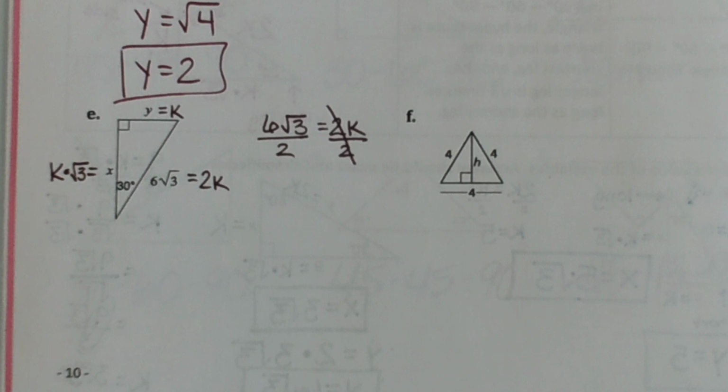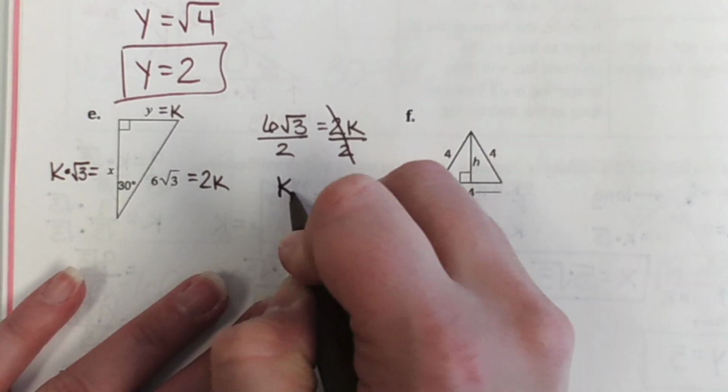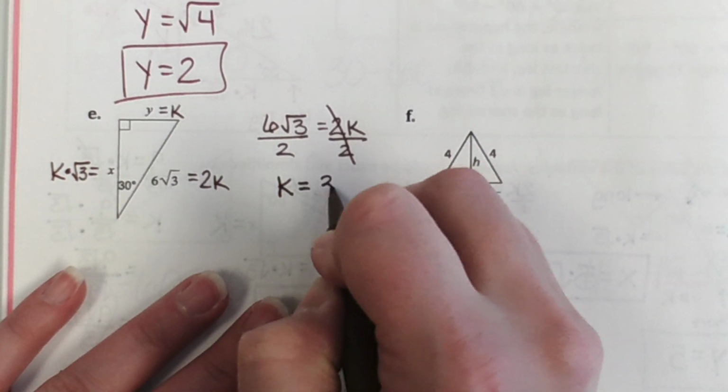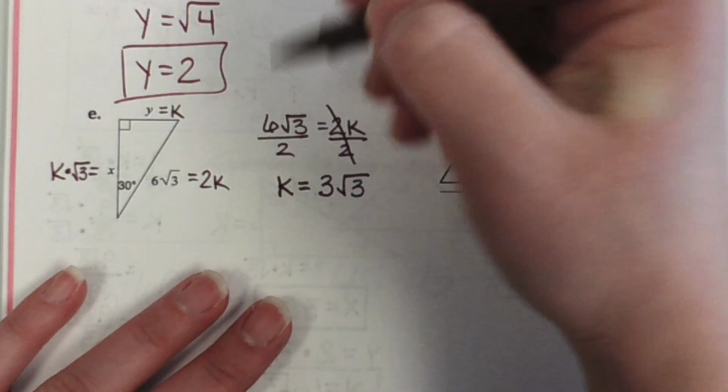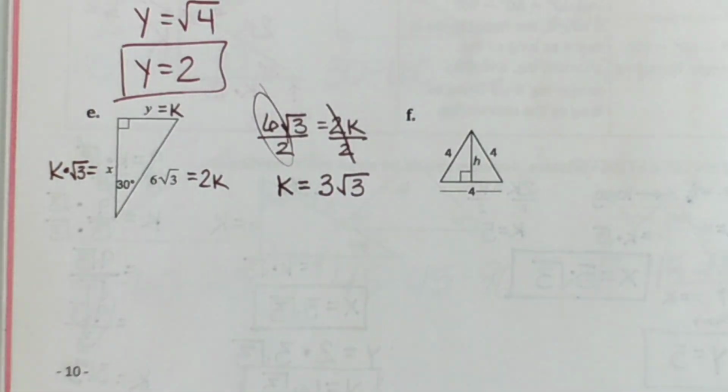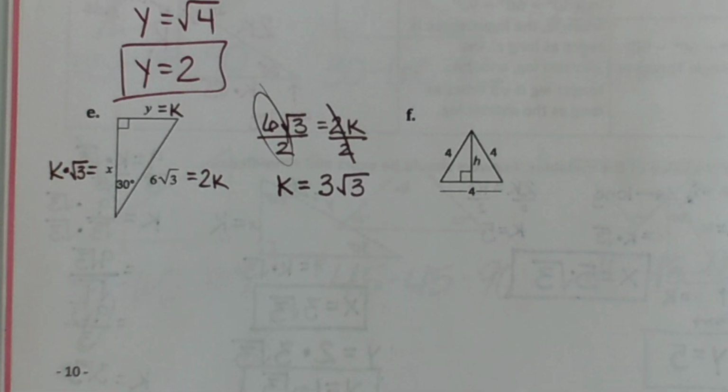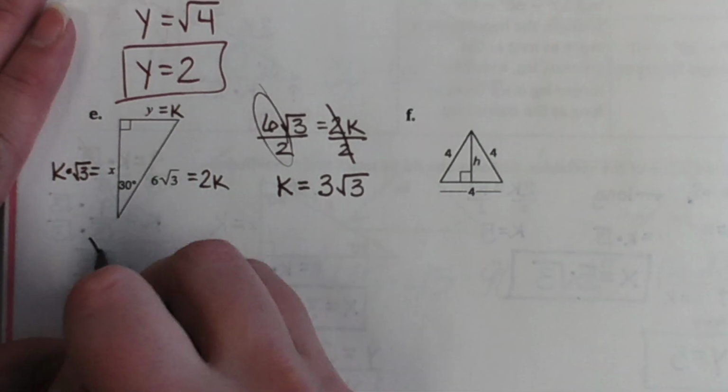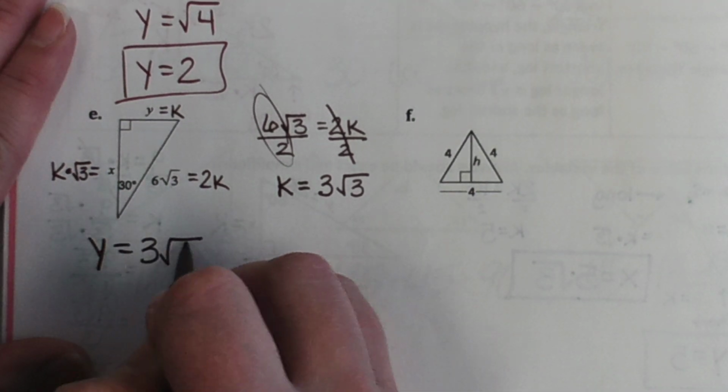What's that simplify? That is 3 over 1, or well, 3 times the square root of 3 over 1, which is just 3 square root of 3. Yeah, those simplify. 6 over 2 is just a 3 in front of the square root of 3. Which makes Y 3 square roots of 3. Yes.